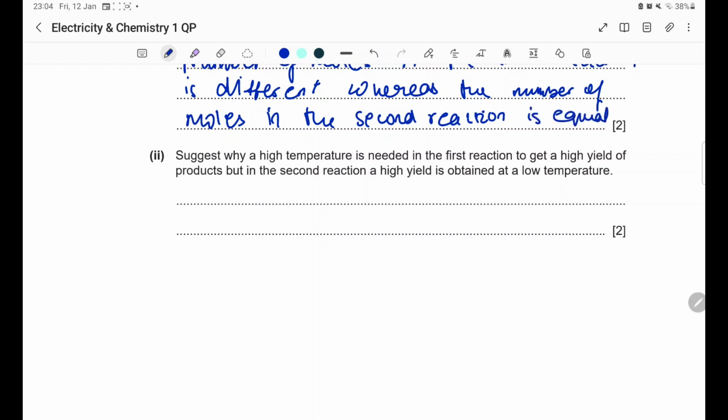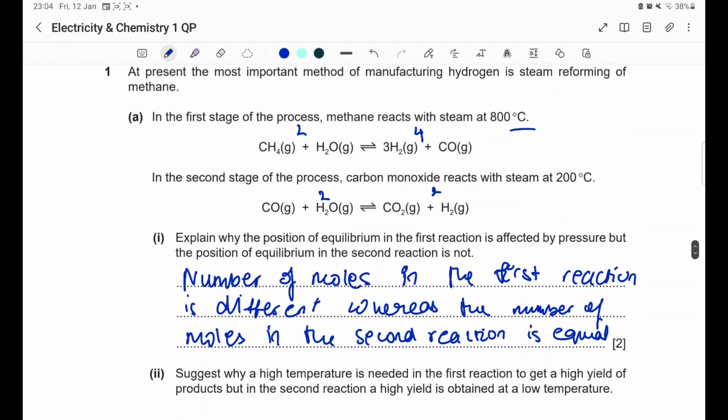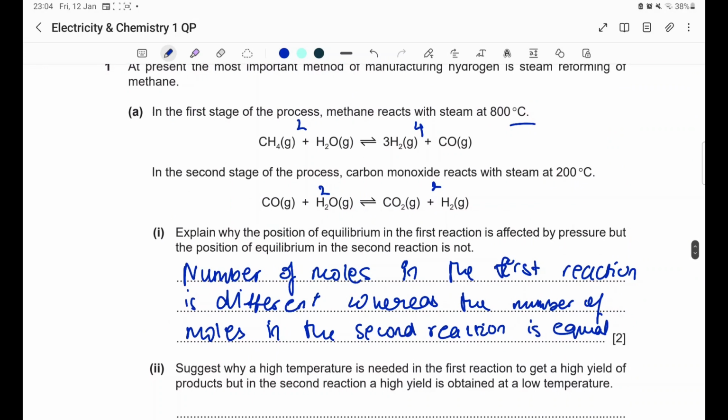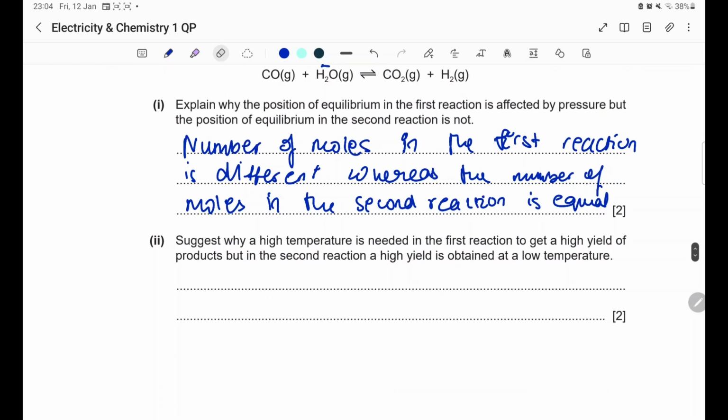So this is why high temperature is needed for the first reaction to get a high yield of products, but in the second reaction, high yield is obtained at a low temperature. So this right here, first of all, your temperatures are an indication itself. However, actually, let's not look at that. Let's look here. They've already told you that to get a high yield, there's high temperature. To get a high yield in the second reaction, there's low temperature. They're just asking you for the reasoning as to why this is.